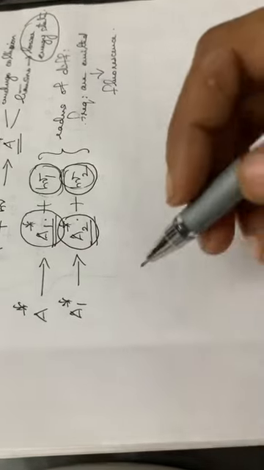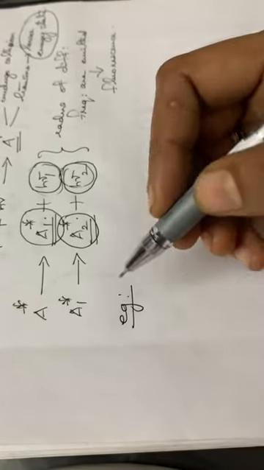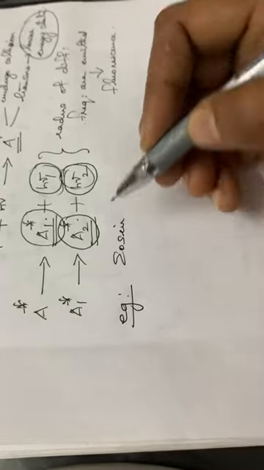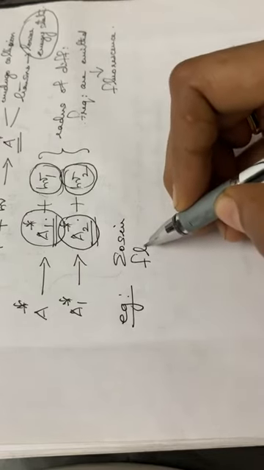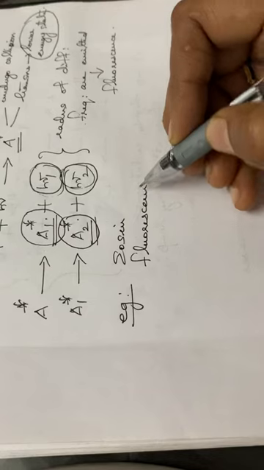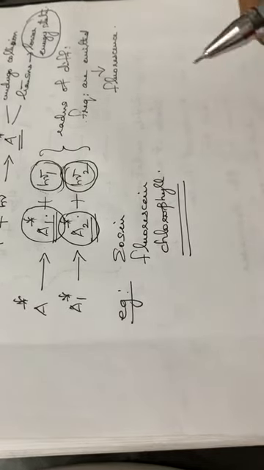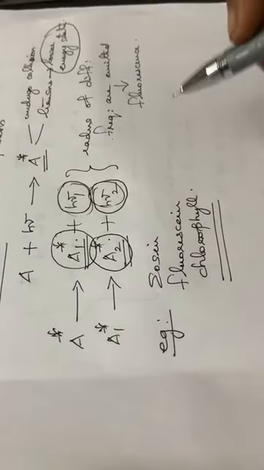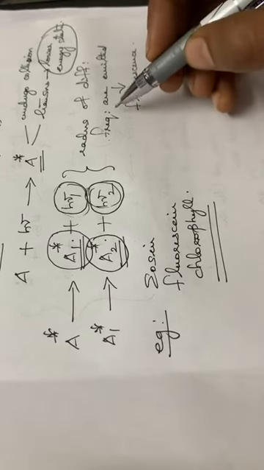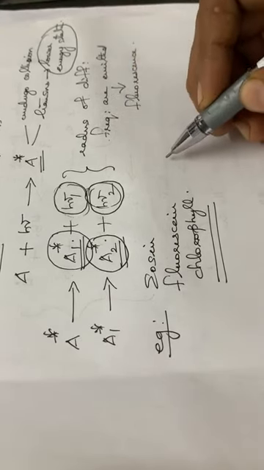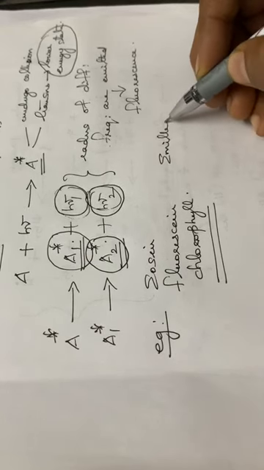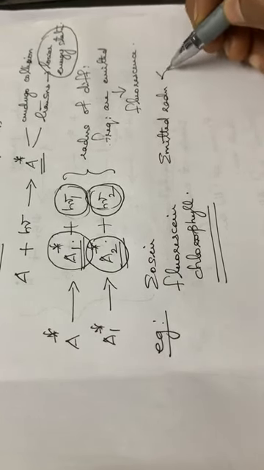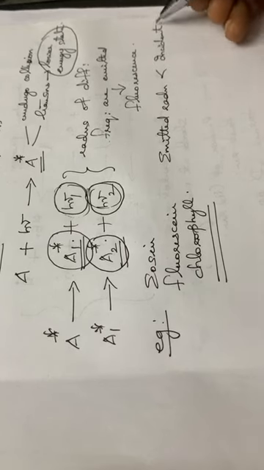Examples of some compounds which show fluorescence are eosin, then fluorescein, then chlorophyll. These are some of the substances which exhibit this property, fluorescence. So if fluorescence is asked, you have to write this much. The frequency of the emitted radiation will be less than the frequency of the incident radiation.